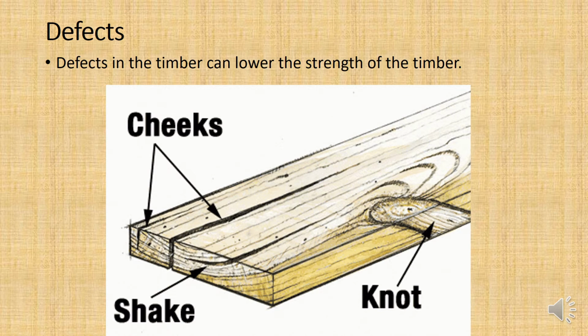Now, what you need to know is that these defects can reduce the strength of the timber drastically, I mean by up to 90%. It's a huge factor in lowering the strength of the timber, up to 90%, I would say.